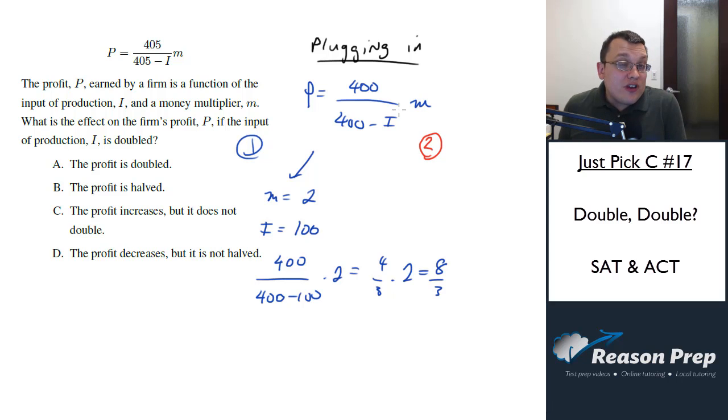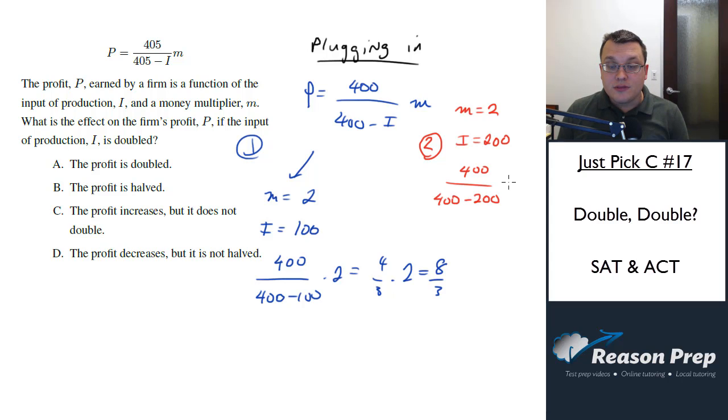Now, let's double the I for the second case. We're going to keep M the same because they don't say anything about M, so we're just going to keep it as it is. So M is still 2. But now I is 200. Okay, so let's see what happens. We're going to get 400 over 400 minus 200 times 2. So I'm going to get 400 over 400 minus 200 is 400 over 200, which is just 2. And 2 times 2 is 4.